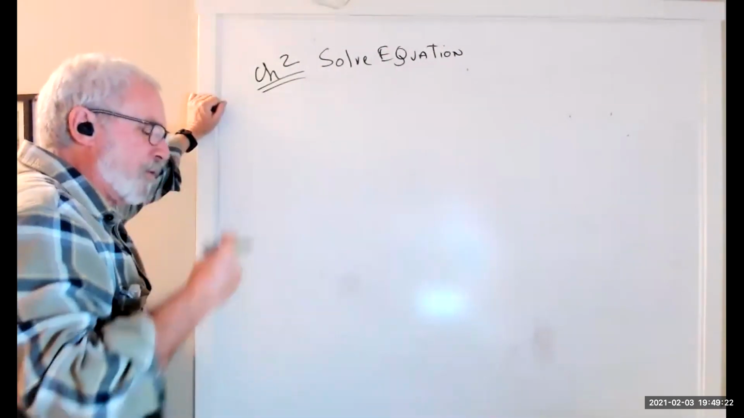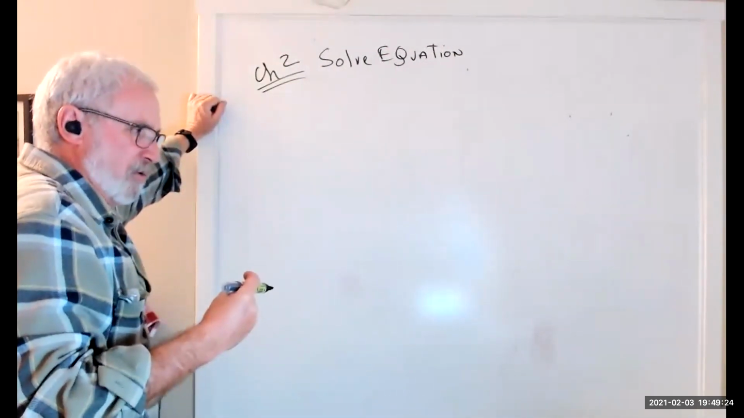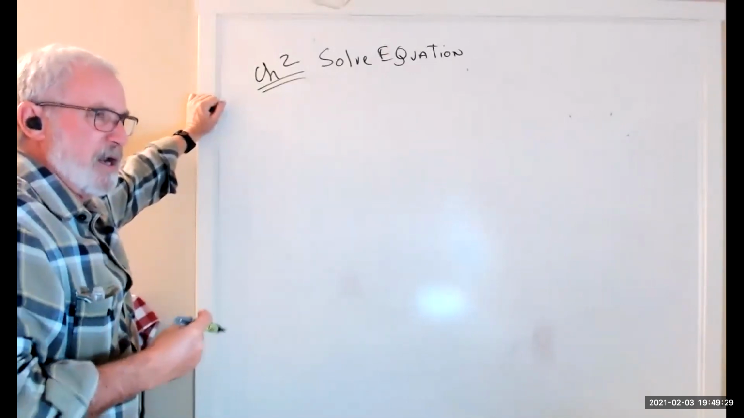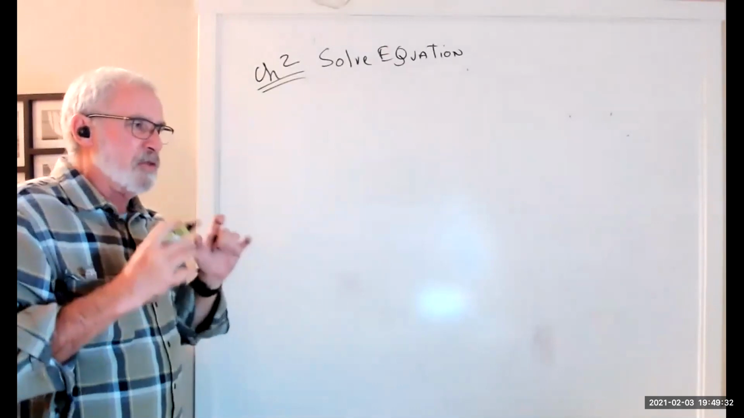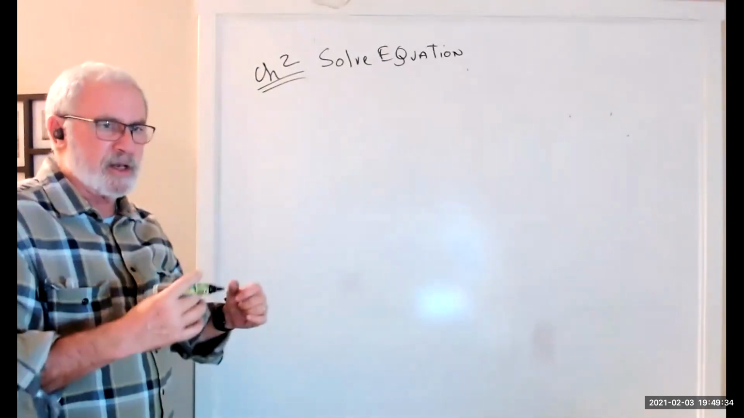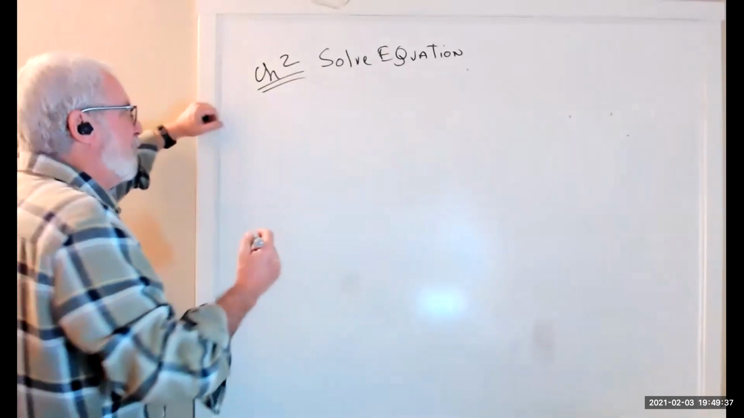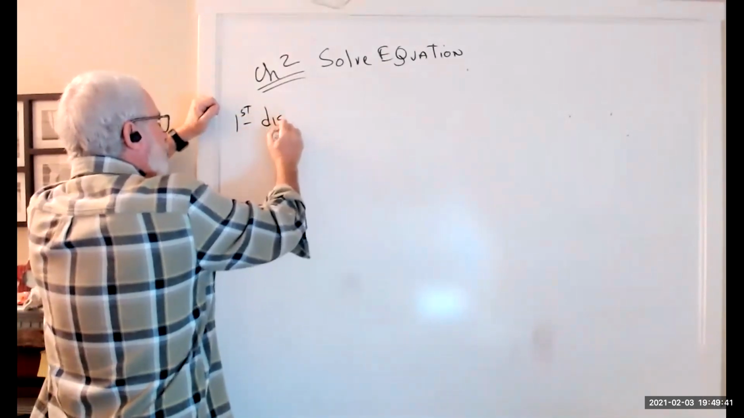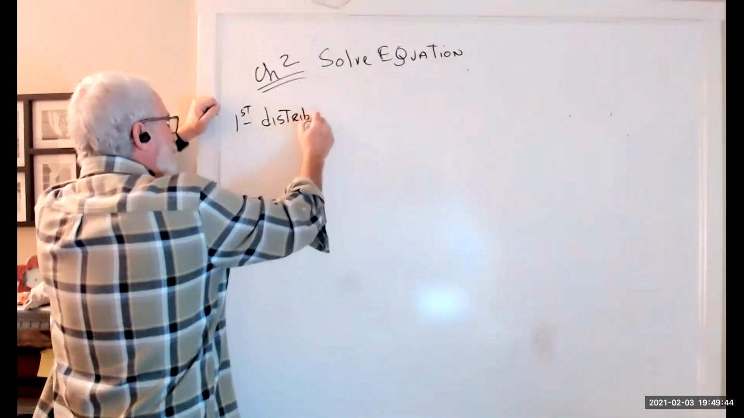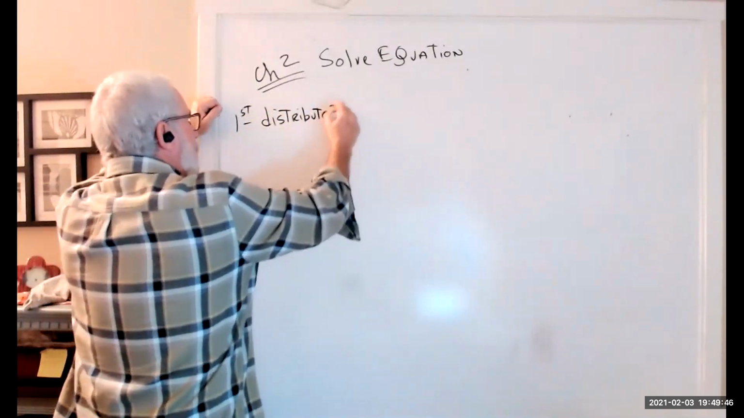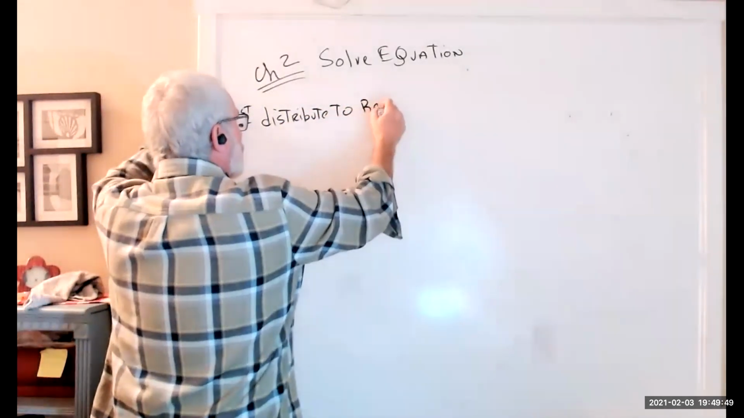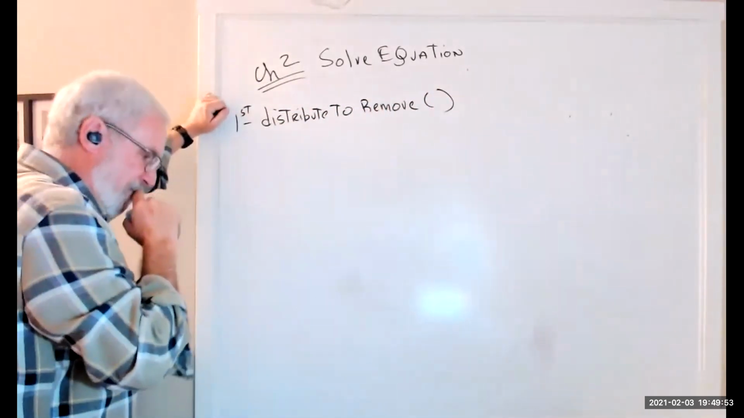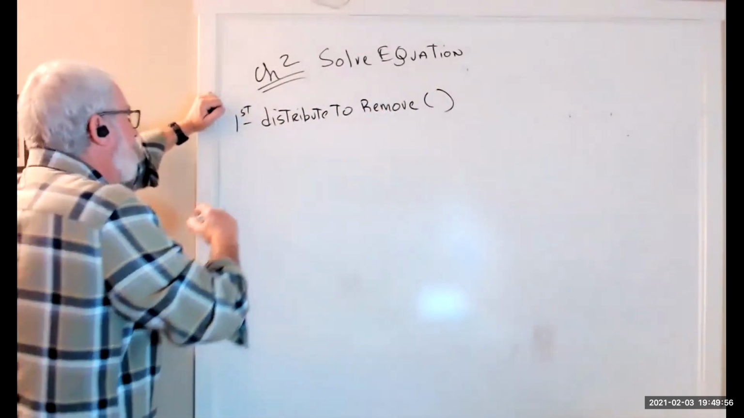For the worst possible case, a lot of the problems in the homework aren't as bad as this, but I'm going to teach tonight the worst possible case that we can run into. So the first thing we're going to do in solving the equation is distribute to remove any parentheses. Okay.